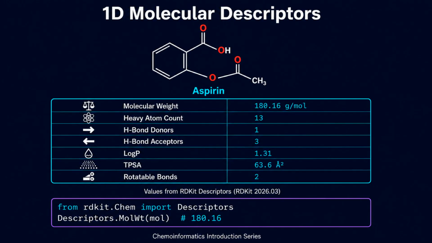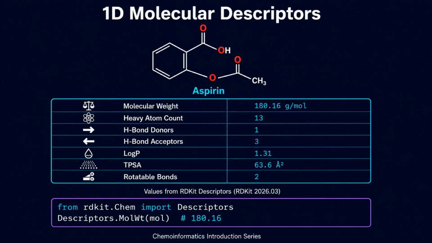Let's look at aspirin as an example. Molecular weight is 180 grams per mole. Heavy atom count, meaning non-hydrogen atoms, is 13. Hydrogen bond donors, which are NH or OH groups, count as 1. Hydrogen bond acceptors, under the definition RD-kit uses, count as 3.